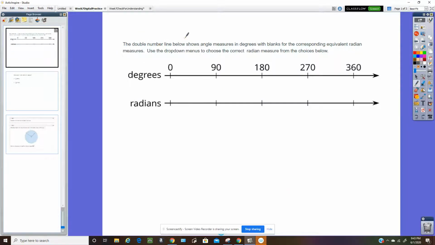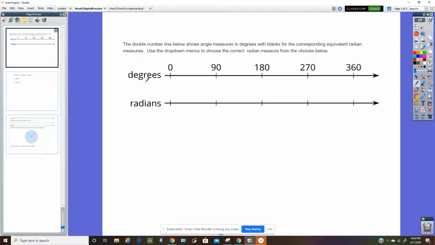The double number line below shows angle measures in degrees with blanks. For their corresponding equivalent radian measures, use the drop-down menus to choose the correct radian measures from the choices below. Well, I don't have the drop-down menu here, but this is a copy of the double number line.